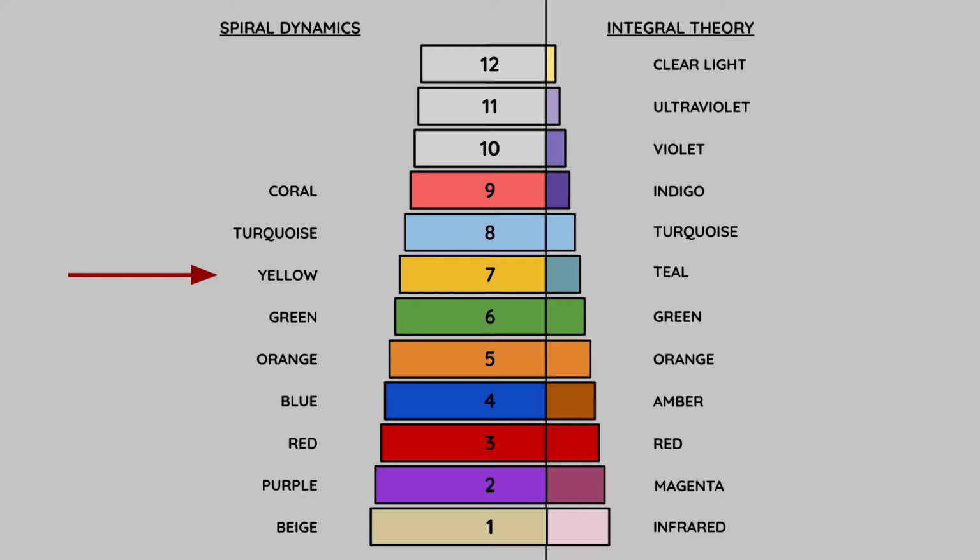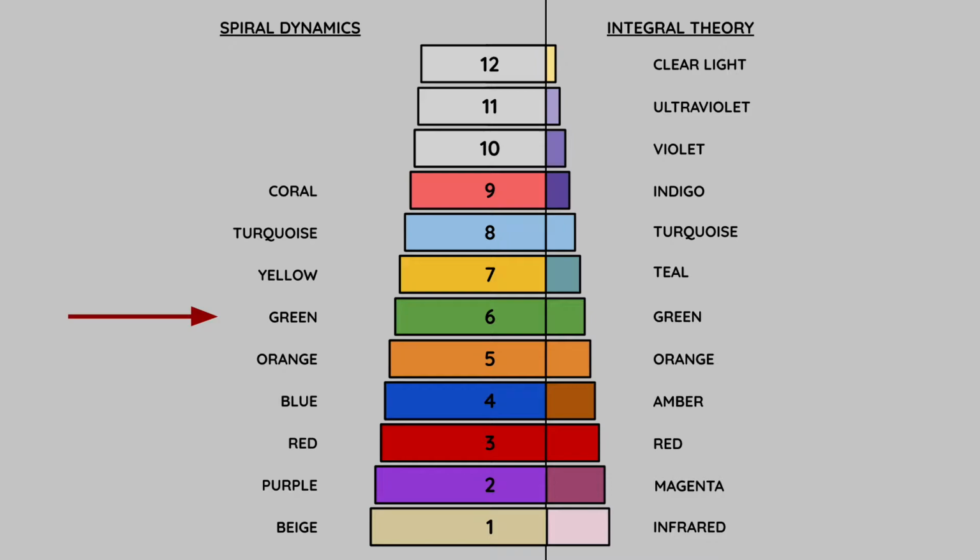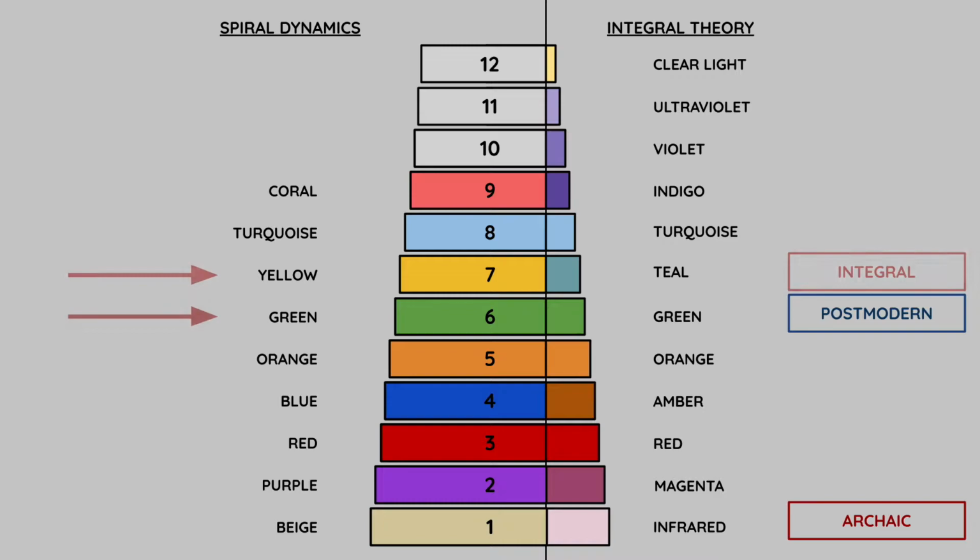So we've been doing these videos on spiral dynamic stages, and we've done a video for each of the previous stages, moving from beige to green, or from archaic to postmodern. And today we are moving on to tier two stages. So we'll talk a little bit more about what all of that means.